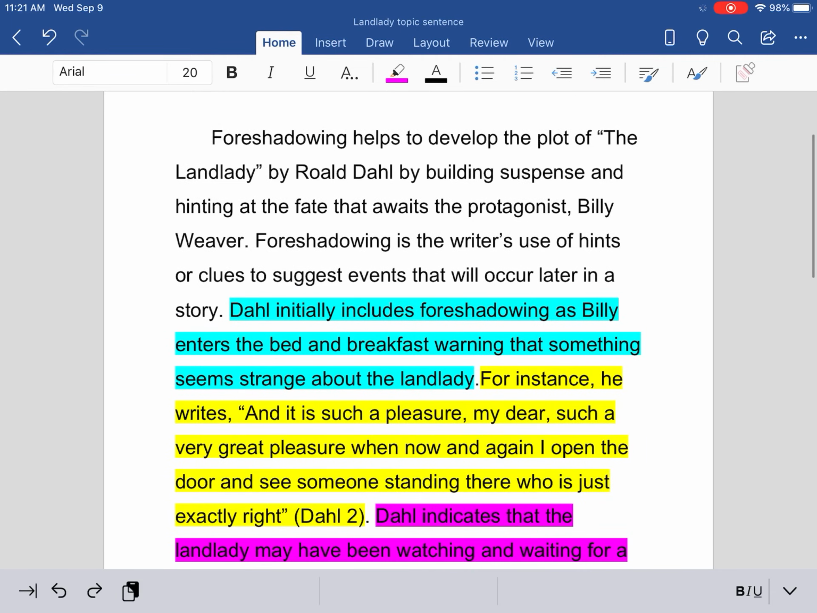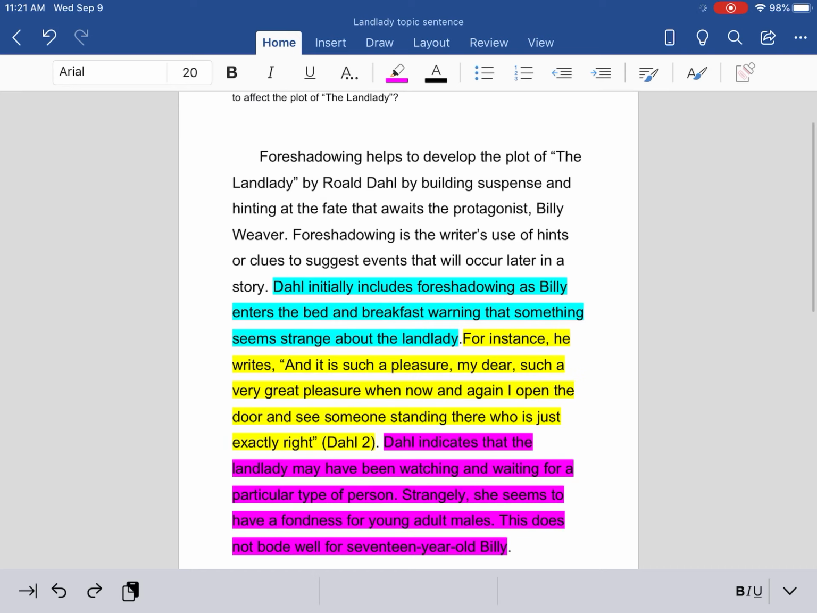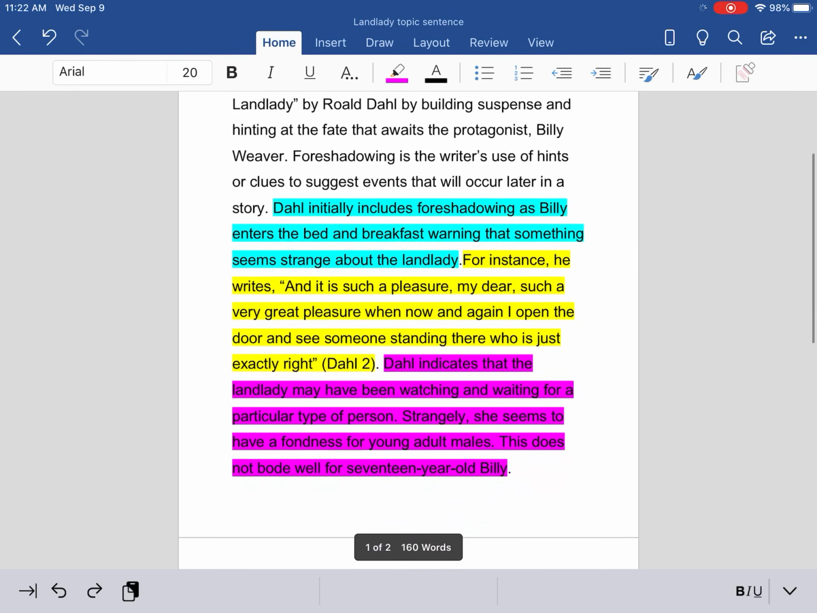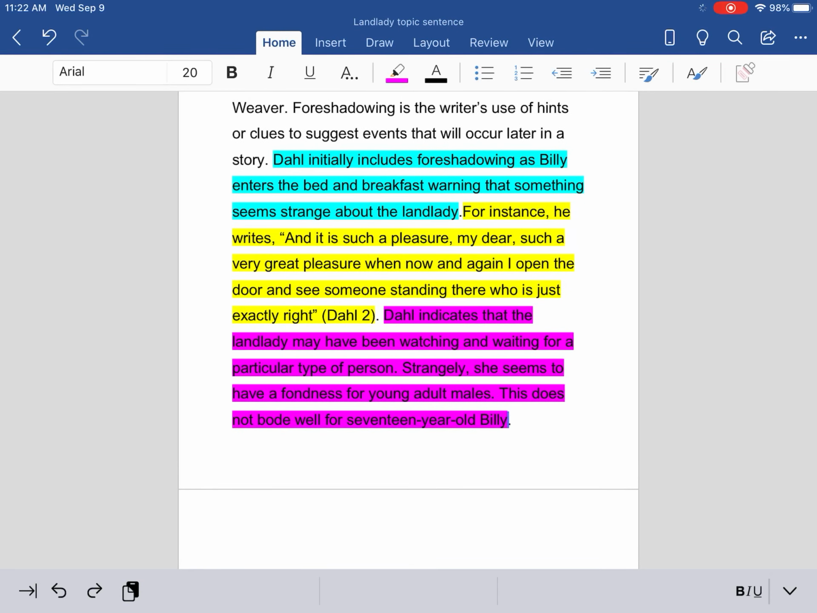So let me run through these sentences again so you can hear what they sound like all together. Foreshadowing helps to develop the plot of The Landlady by Roald Dahl by building suspense and hinting at the fate that awaits the protagonist, Billy Weaver. Foreshadowing is the writer's use of hints or clues to suggest events that will occur later in the story. Dahl initially includes foreshadowing as Billy enters the bed and breakfast, warning that something seems strange about the landlady. For instance, he writes, "And it is such a pleasure, my dear, such a very great pleasure, when now and again I open the door and see someone standing there who is just exactly right."